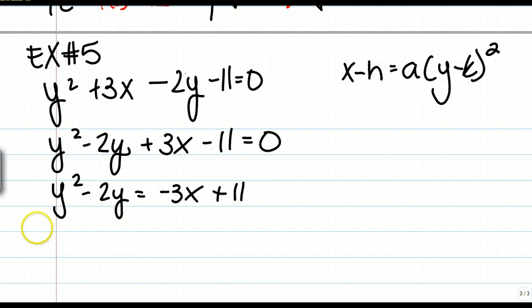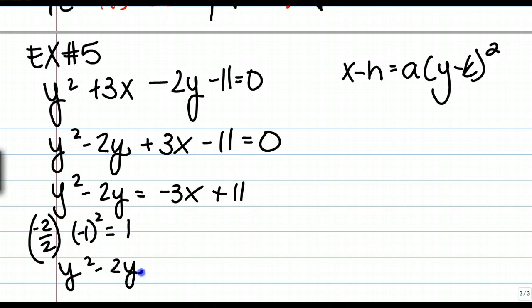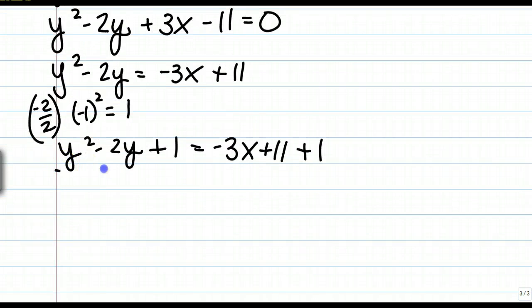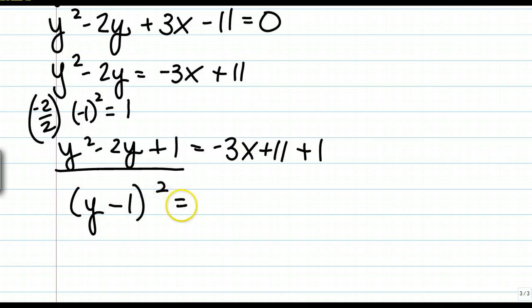I'm going to go ahead and complete the square with my b over 2. So I have negative 2 over 2 is negative 1 squared, which is just 1. So I have y squared minus 2y plus 1. And since I added 1 to one side, I have to add it to this side. So I can go ahead and factor this. This is just y minus 1 squared equals negative 3x plus 12.